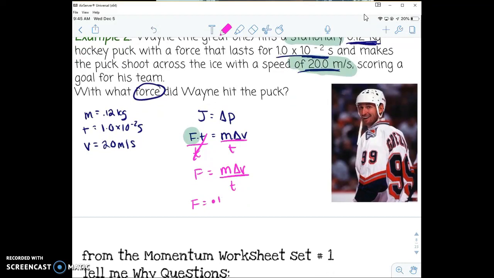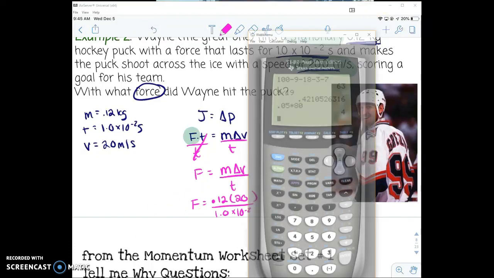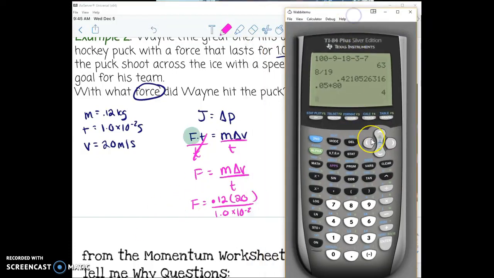Our mass is 0.12 kilograms. Our change in velocity is 20 meters per second, divided by our time, 1.0 times 10 to the negative 2. Plugging into my calculator, 0.12 times 20 divided by 1 times 10 to the negative 2, I get that my force is 240 newtons.